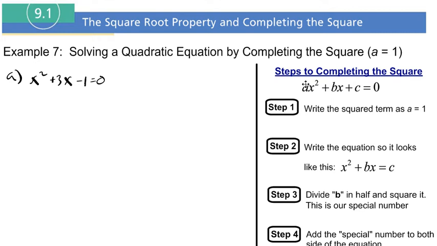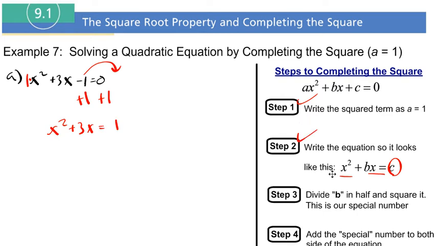Of course, we're going to complete the square, and it's in the form of ax squared plus bx plus c equals 0. Step 1: write the squared term as a is 1. So a is already 1. That's nice, so step 1 is good. Step 2, write the equation so the x squared term and the x term are on the same side, and the c is on the right side. So we have to move this negative 1 to the right. We'll add the 1 to both sides, so that means we have x squared plus 3x equals 1. That was step number 2.